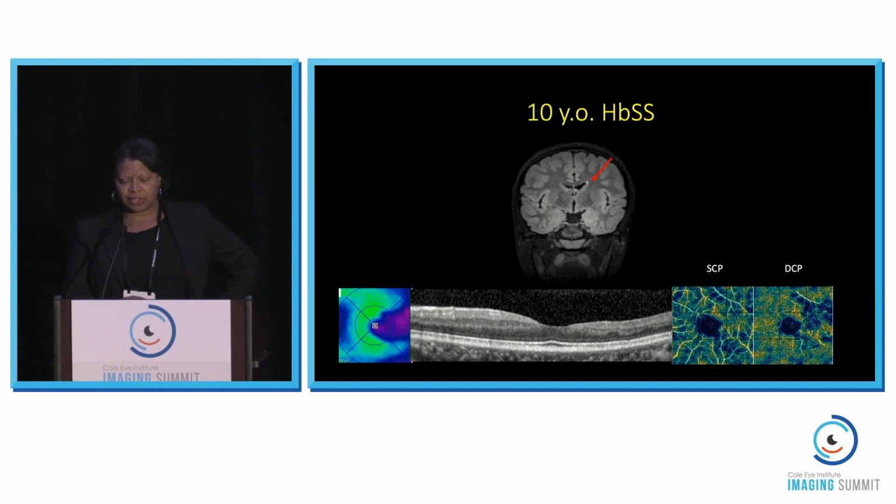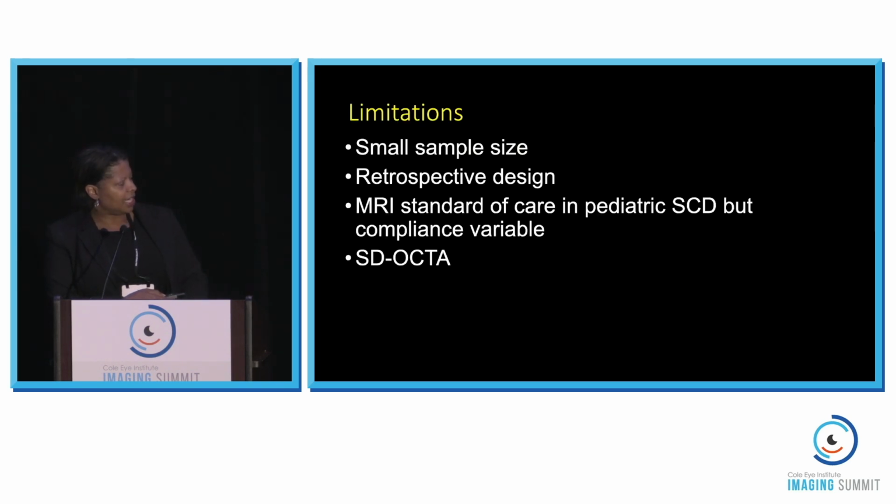Here's another example. This is a 10-year-old homozygous child who has silent cerebral infarct on her MRI. Again, corresponding, this is her thinning on ETDRS thickness map, and then you can see the B scan with the retinal thinning. So we think there's some correlation between the silent cerebral infarcts and these areas of loss of vascular flow. This is a small study. It's a post hoc analysis, retrospective design.